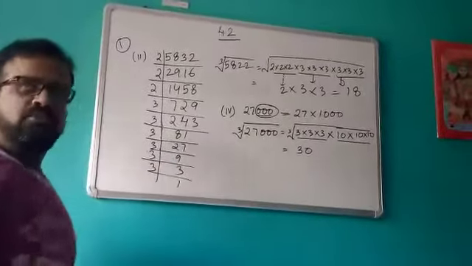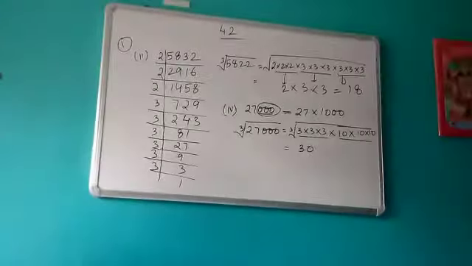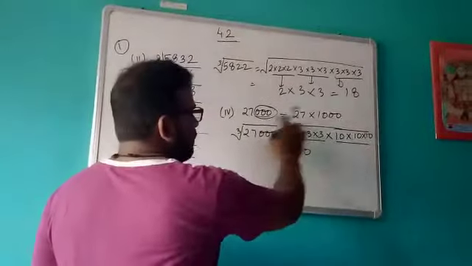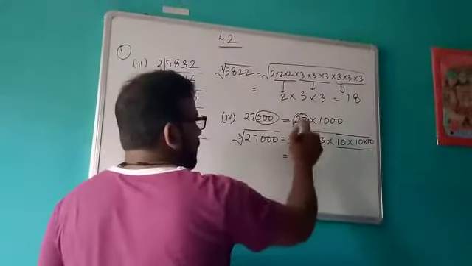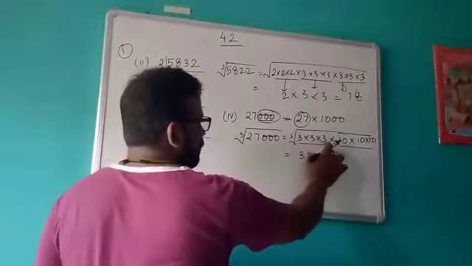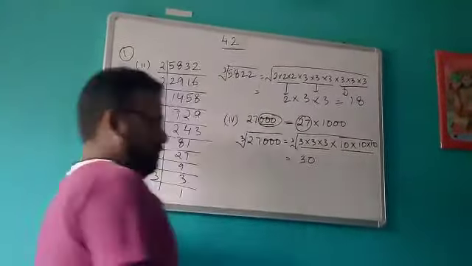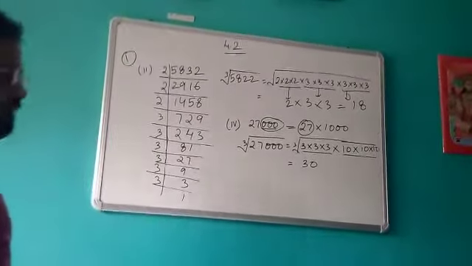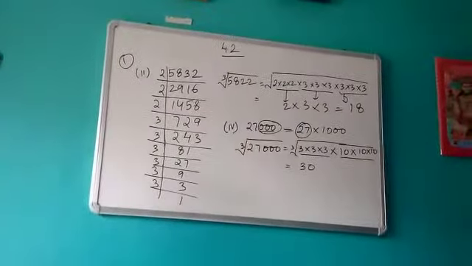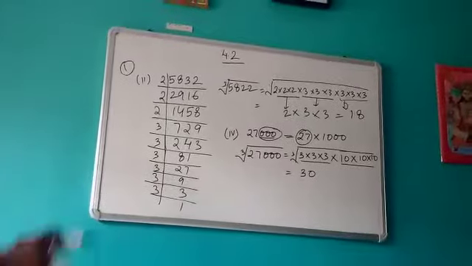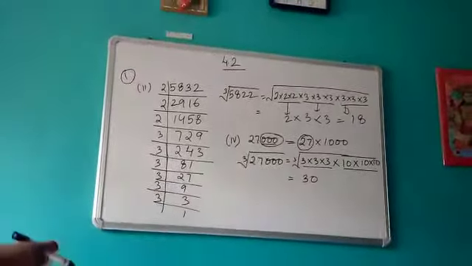Okay, like this. So you can also use this method to calculate the cube root whenever you have these zeros, 3 zeros, 6 zeros, 9 zeros are there. In that case you can separate the zeros and a number will be left. Then you can do the prime factorization of the number. Then you can split this 1000 into 10 to the power 3 like this. Okay, so this is how you can use the prime factorization method to calculate the cube root of the number.